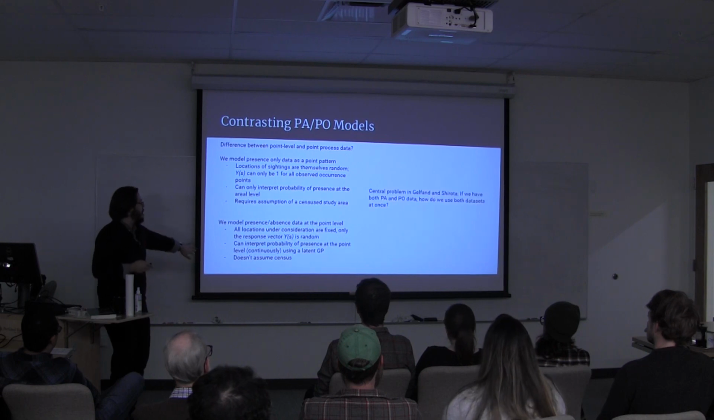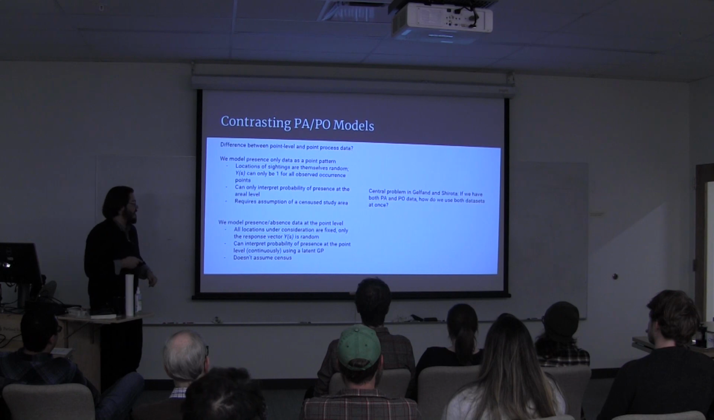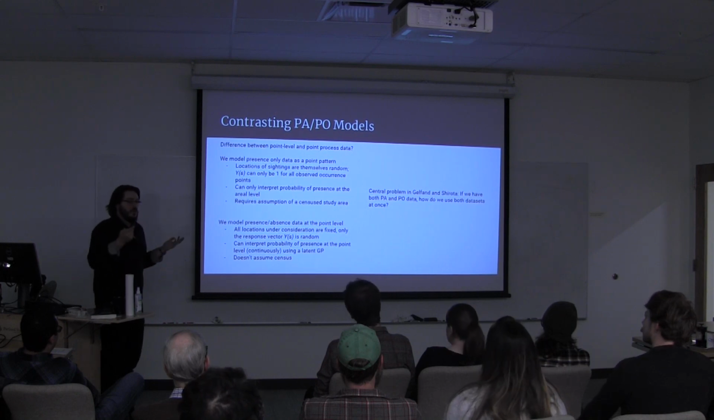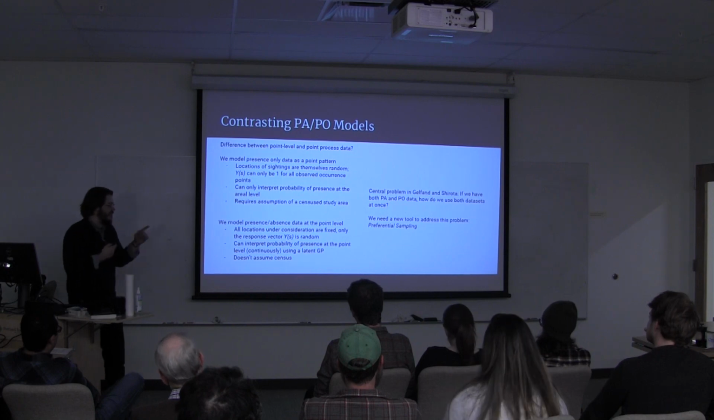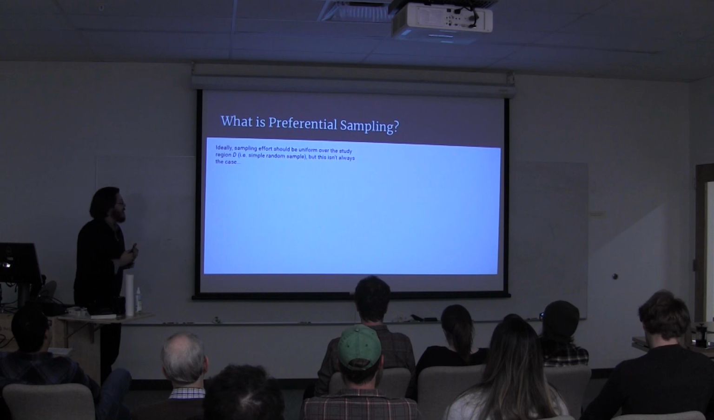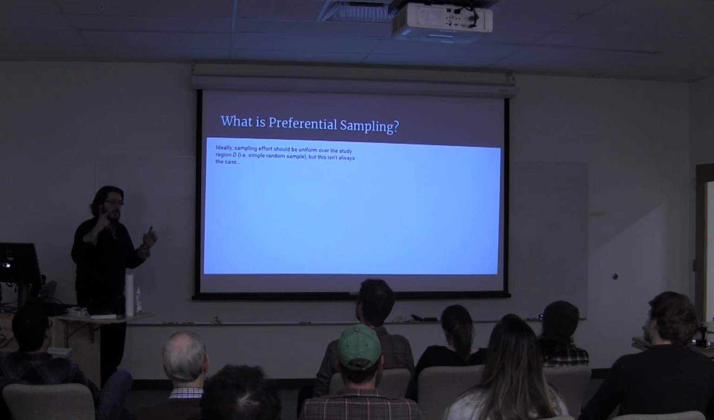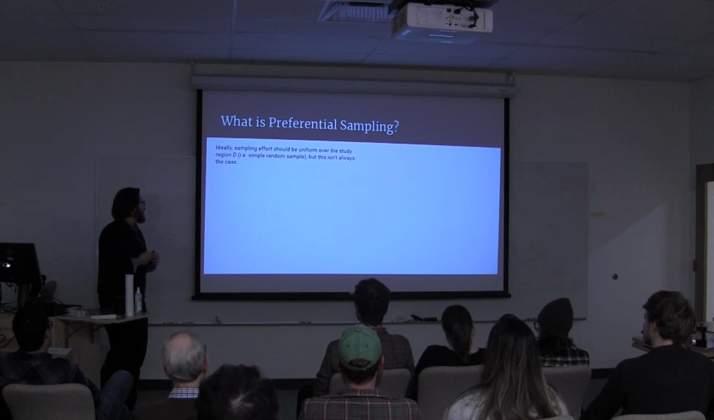Uncountable. So the central problem of Gelfand and Schroeder, again, is what if we had both of these data sets and wanted to use them both at once? So we need a new tool to tackle this problem called preferential sampling. So what is preferential sampling? Ideally, we would want sampling effort over D to be uniform so that we aren't biasing our results. But that isn't always the case.